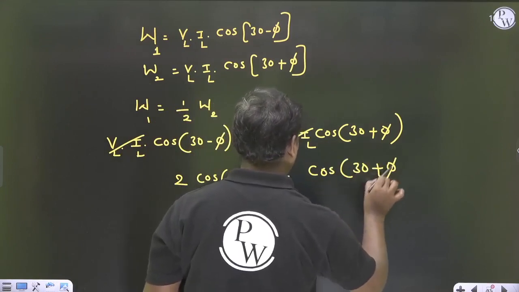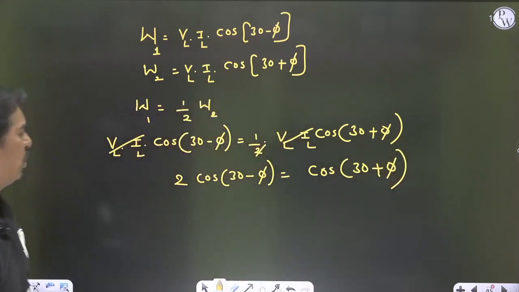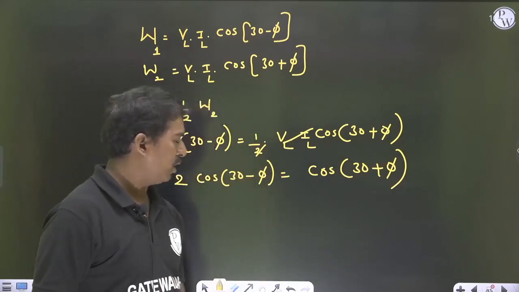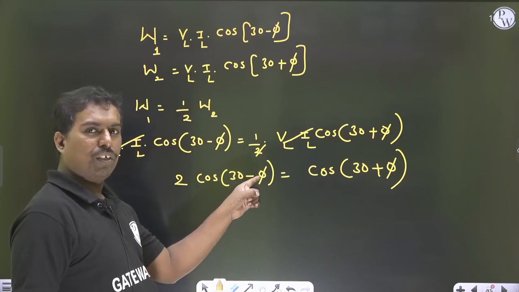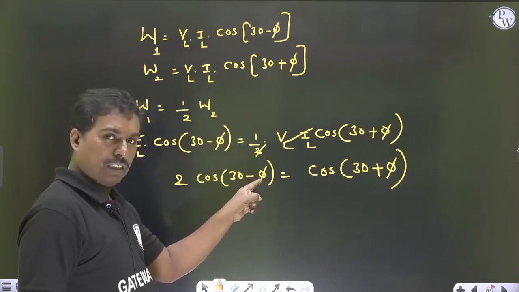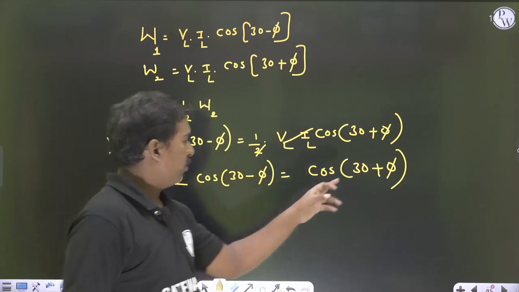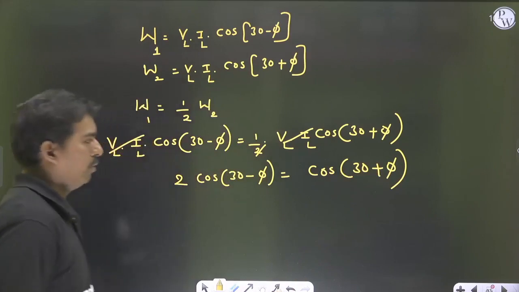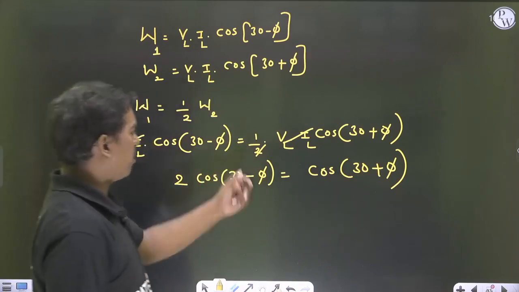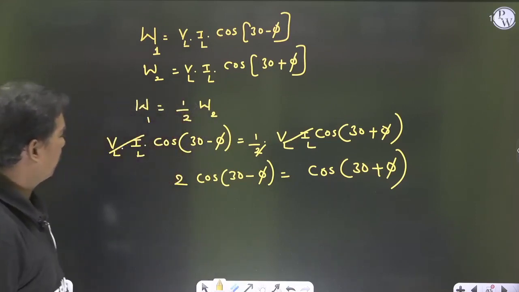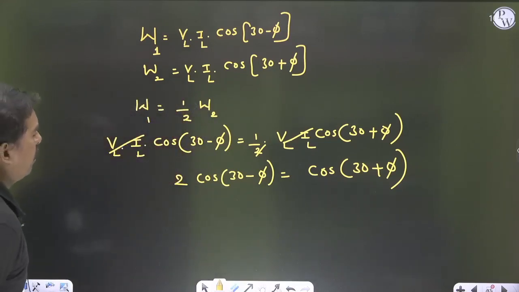What is possibility now? For phi is equal to 0, not possible. For phi is equal to 30, not possible. Is it possible for phi is equal to 30? If you take 30 minus 30, cos 0, 1. So 2, and 30 plus 30, cos 60, 1 by 2. Not possible. Phi is equal to 90, not possible. Phi is equal to 60, not possible. So what is possible then? Check. W1 is equal to half of the W2.